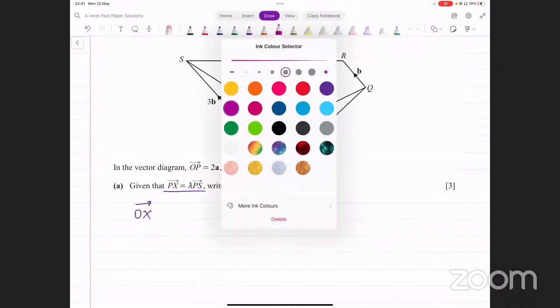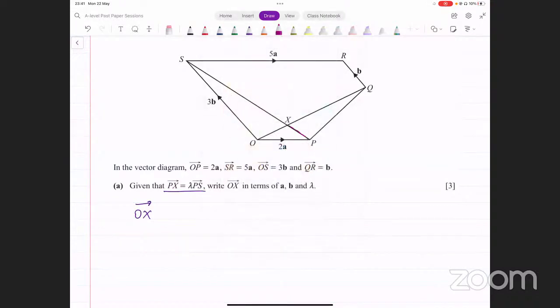PX vector, he has told us, PX vector is lambda into PS vector. Can we find the vector PS somehow? Let's figure that out first of all. Vector PS. We want to go from P to S.